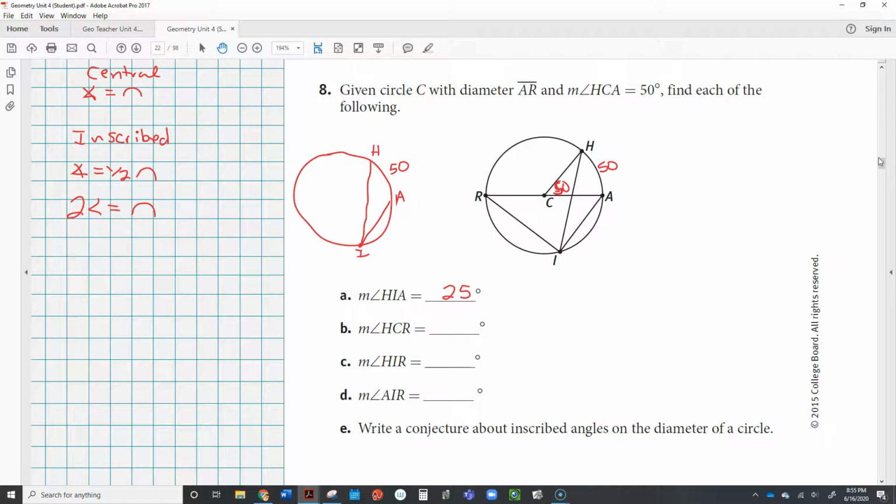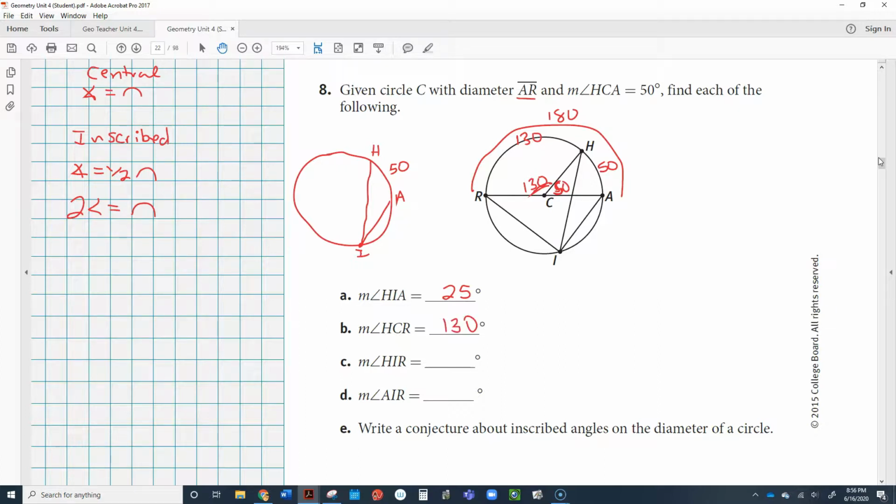The measure of angle HCR. That's a central angle. And if this is 50, this is 130, because that's going to make a diameter. See, AR is a diameter, so I know from here to here is 180. So from here to here is 130. So the measure of angle HCR is 130.